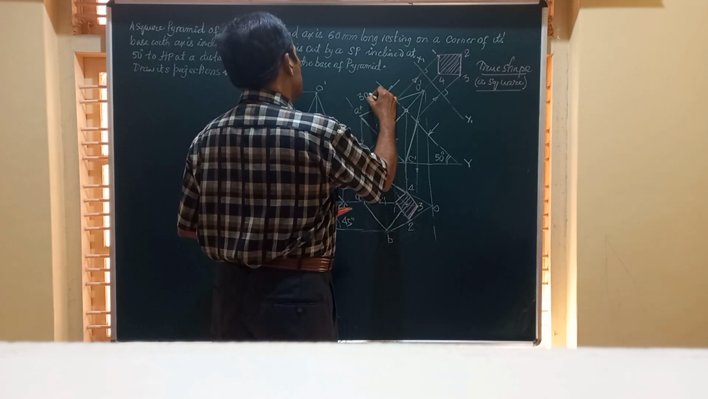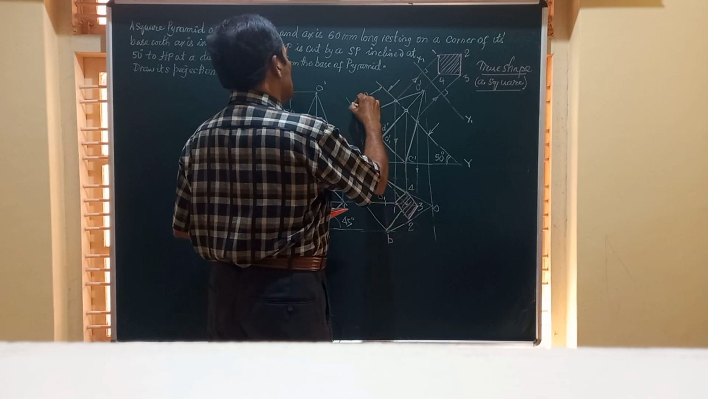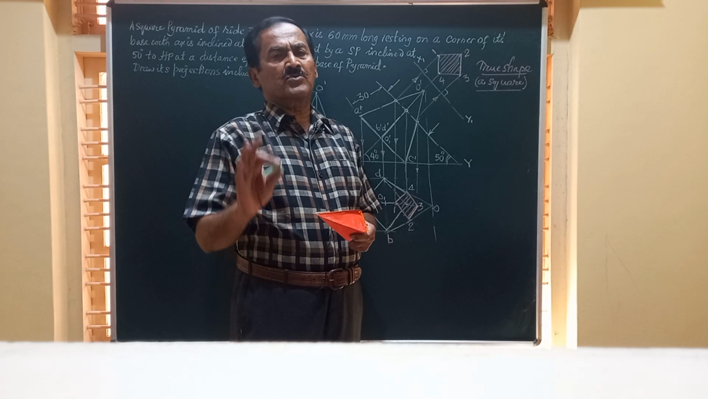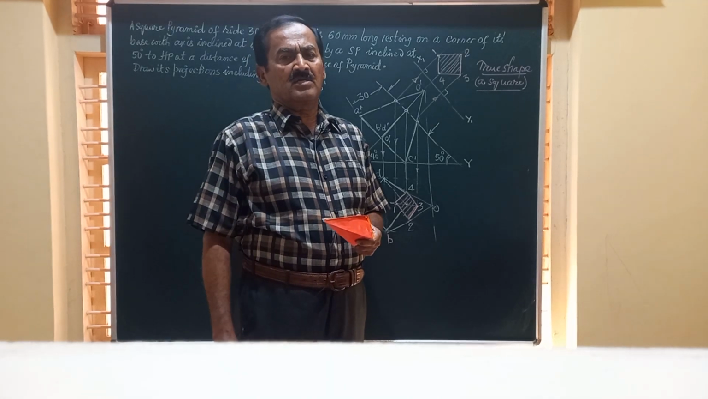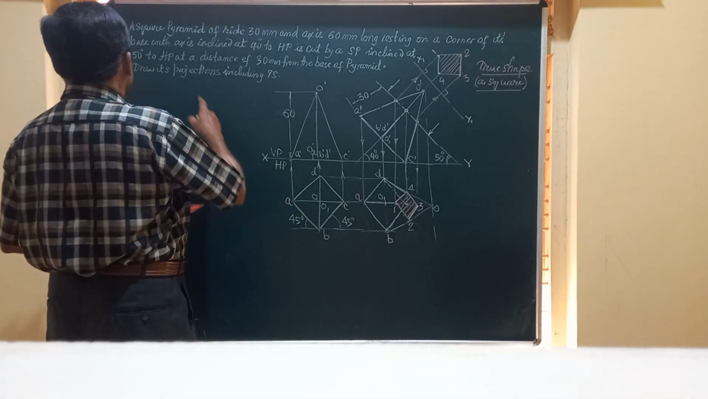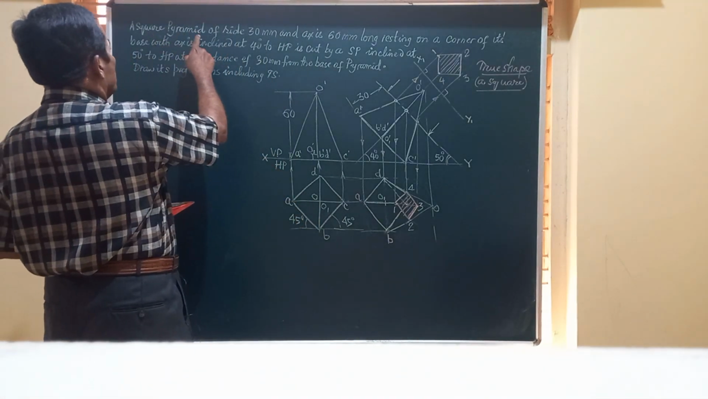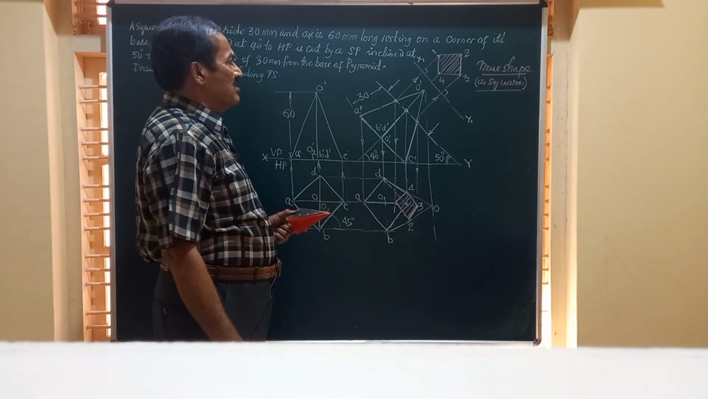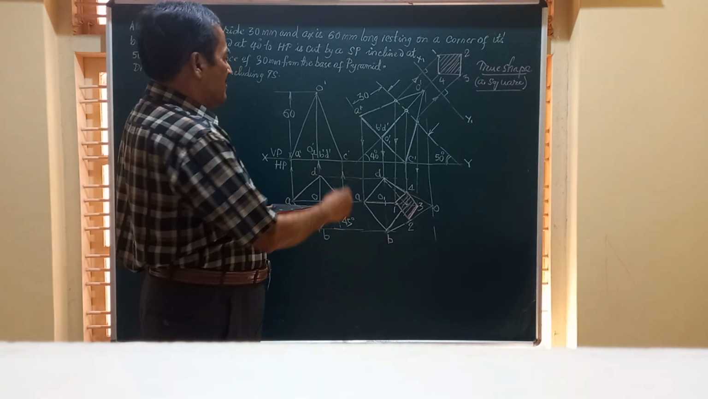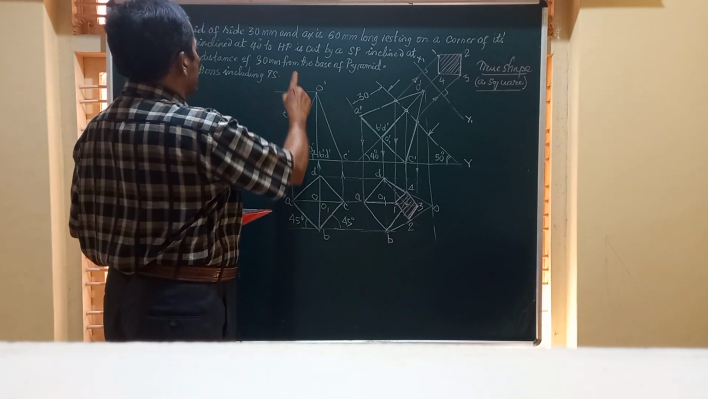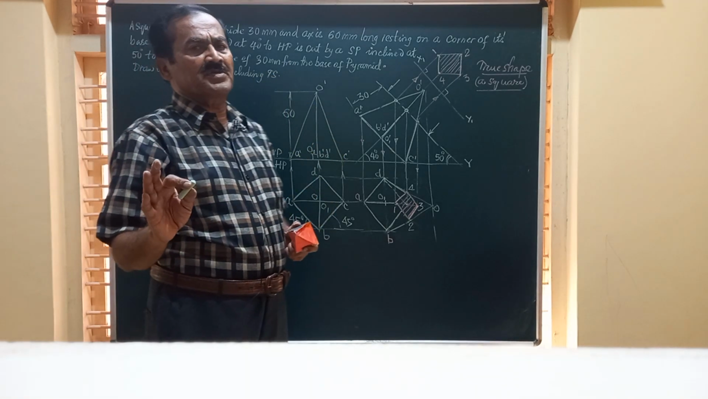So friends, we are required to draw the sectional top view, front view and true shape of section. Now let us read the question for today's video. It reads: a square pyramid of side 30 mm and axis 60 mm long resting on a corner of its base on HP with the axis inclined at 40 degrees to HP.